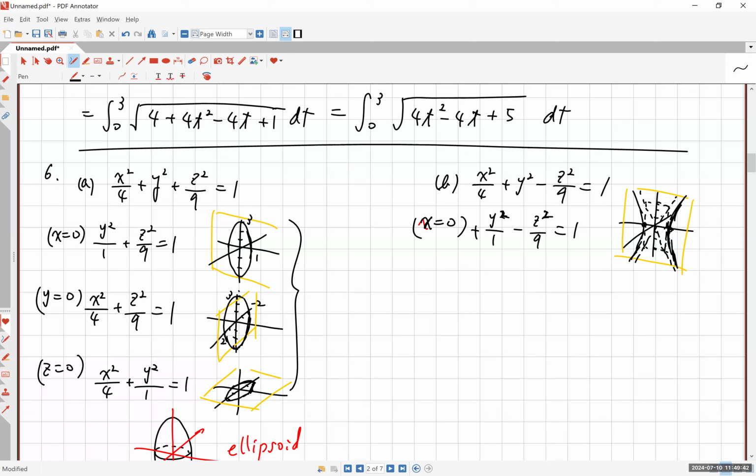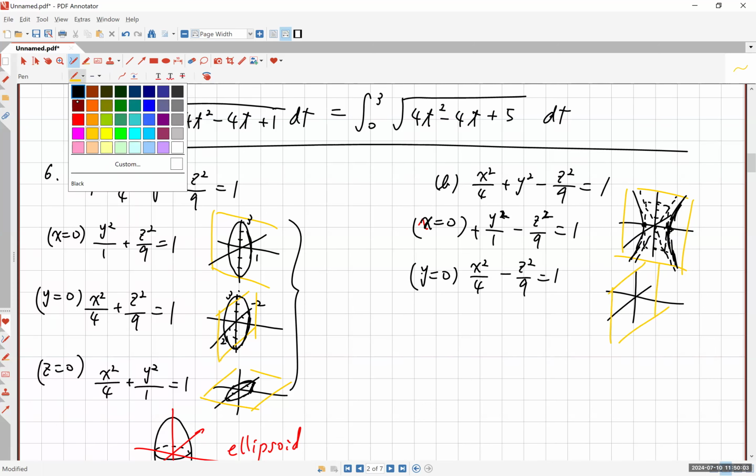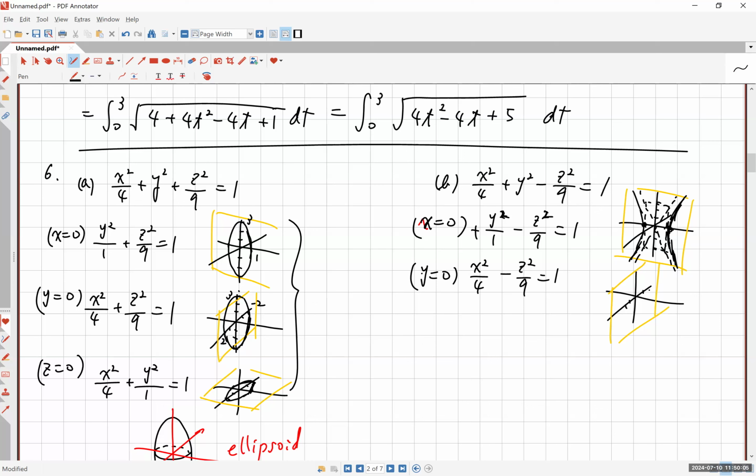So this is the picture when x is equal to 0. Next, let y equal 0. You get x squared over 4 minus z squared over 9 is equal to 1. This time, your canvas goes this way, right? And so this time, you go positive and negative 2 units in the x direction, positive and negative 3 in the y direction. You do the same thing. This is a rough sketch, as you can tell.